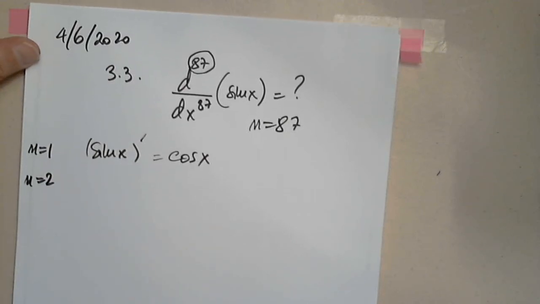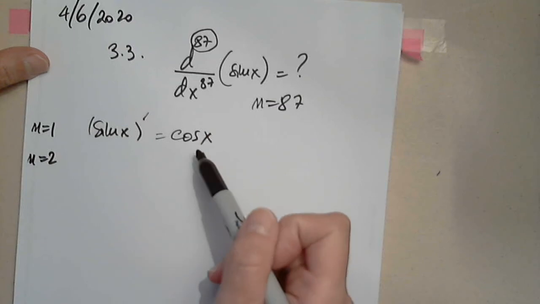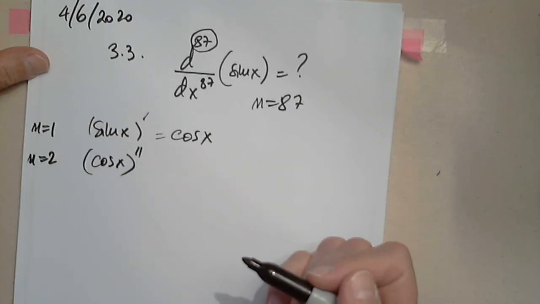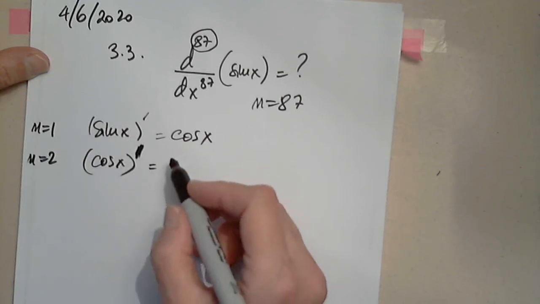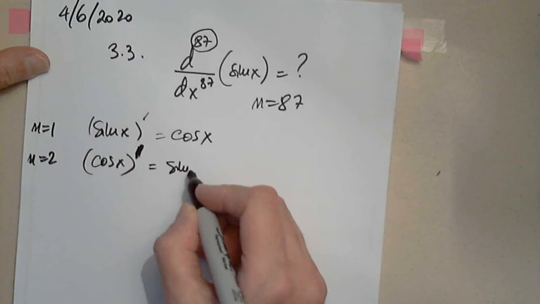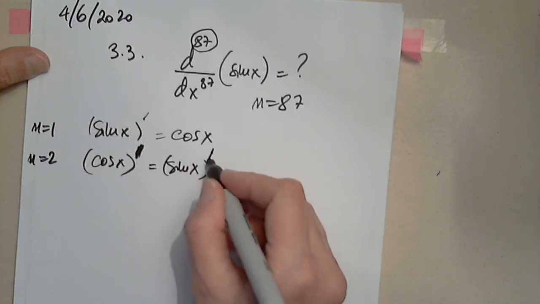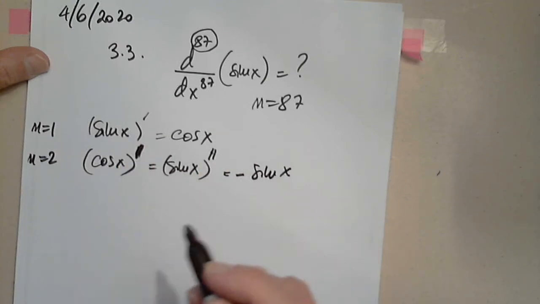I agree with that. When n equals 2, I have to differentiate cosine now, which will be the second derivative. So this is the second. I'm going to write the second derivative first. The second is cosine prime, which is negative sine x.